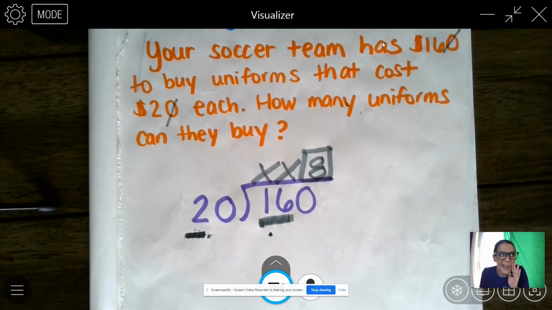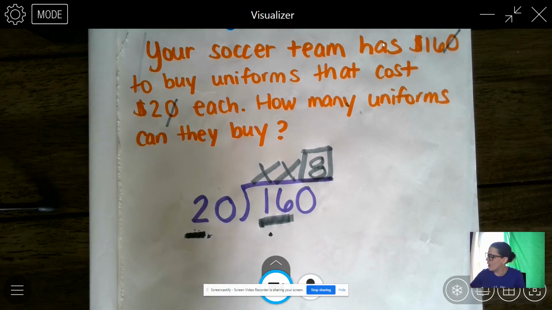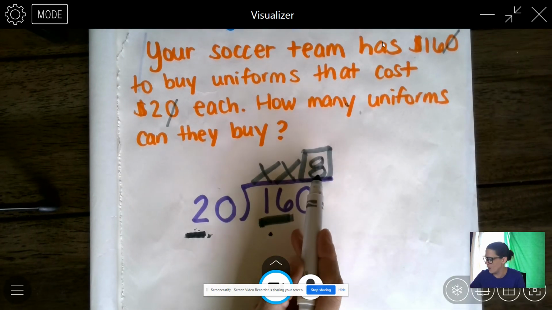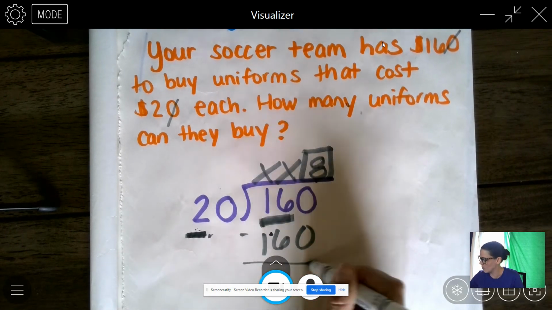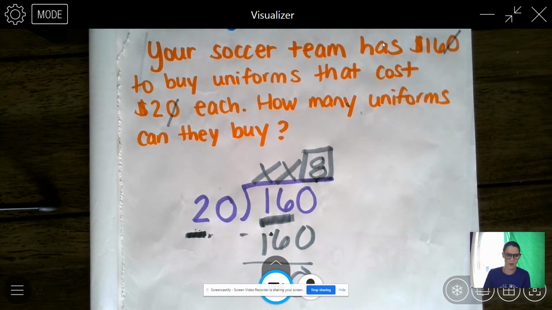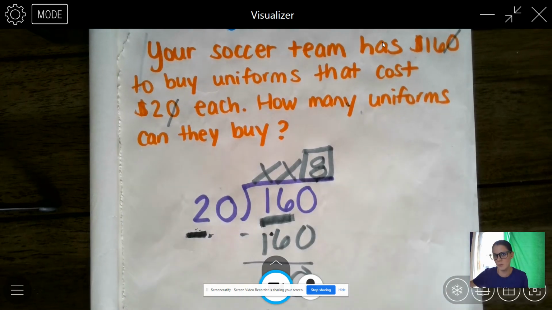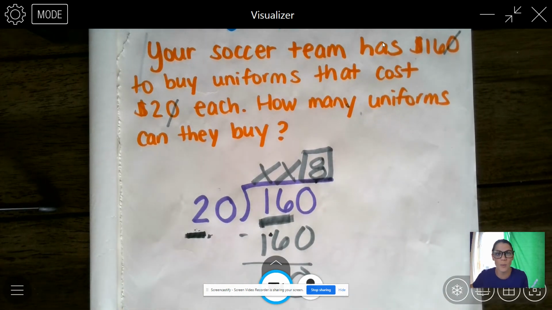Now, we already know that 8 is the answer, so this is just kind of for show, to show you how to do this. Then I'm going to do my multiplication step. 8 times 20 is 160. I subtract, and I have 0. Let's take a few more problems and do some together. So get your whiteboard ready or your notebook, whatever you're using to practice problems along with me before you start your practice all by yourself.